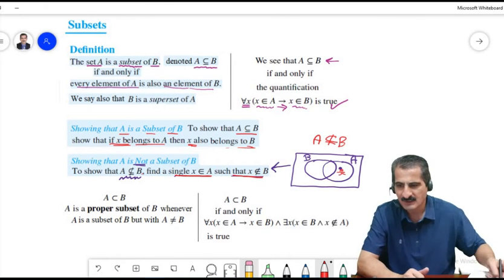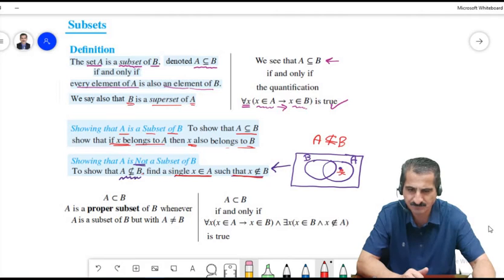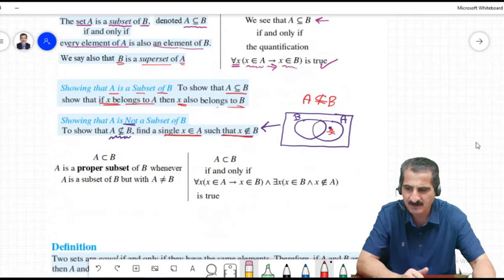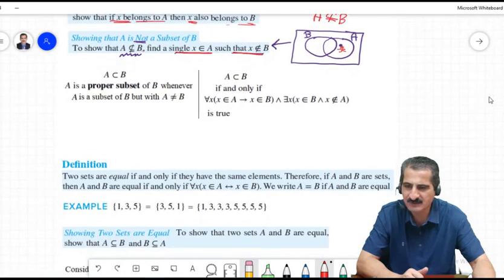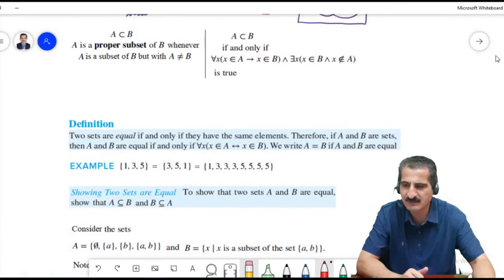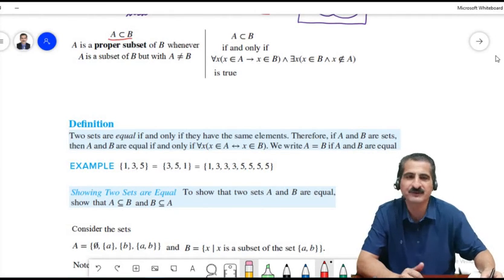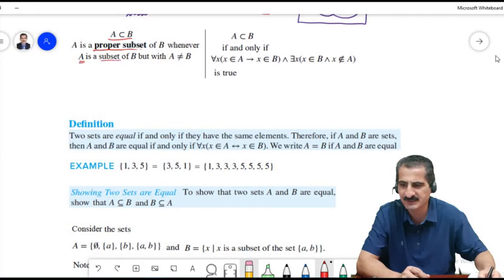We may call that X a counterexample. And if you go back here, we'll say B is a superset of A. This is very, very rarely used. Now we have seen a subset, but sometimes we use proper subset, which means here A is contained in B, but A will never equal B. It is strictly contained, and then we will call it proper subset, whenever A is a subset of B, but A does not equal B.